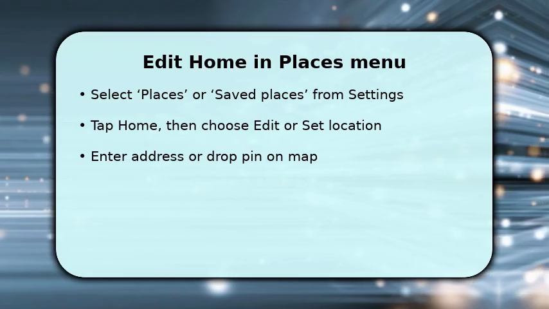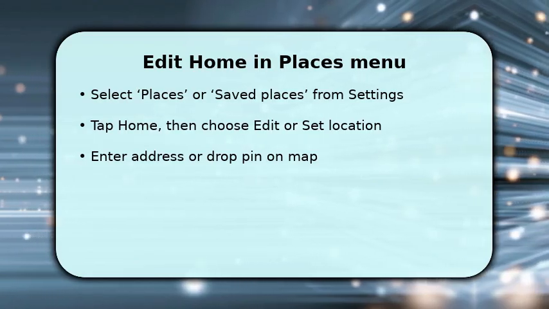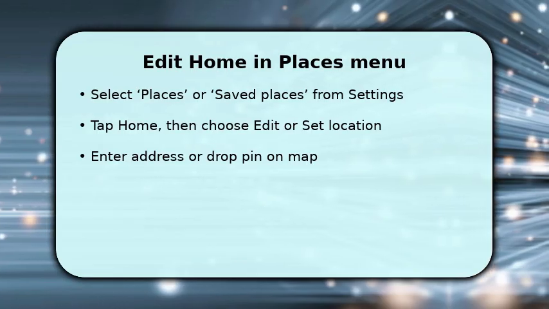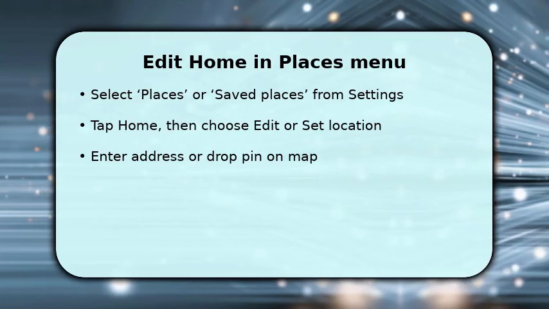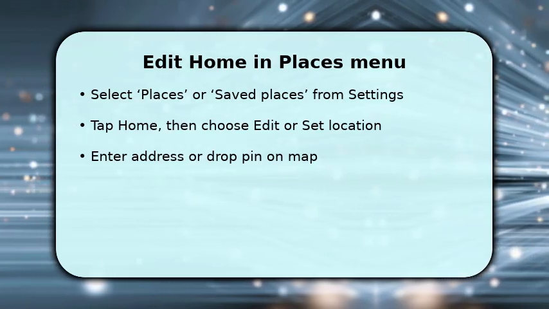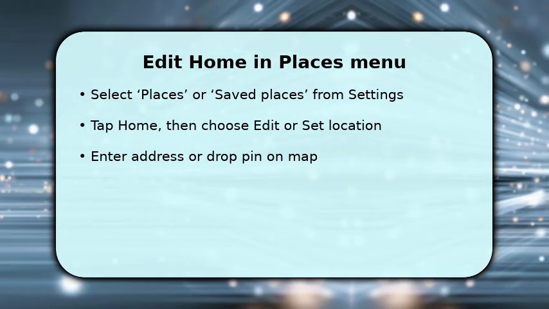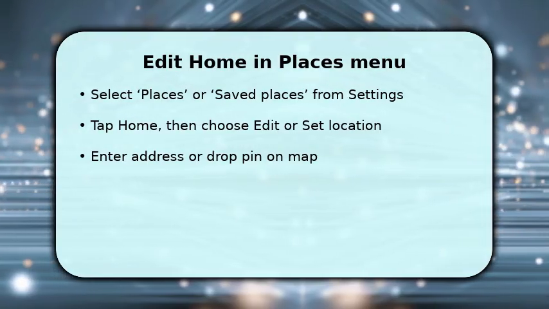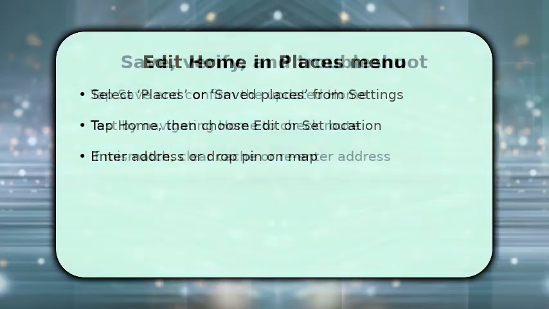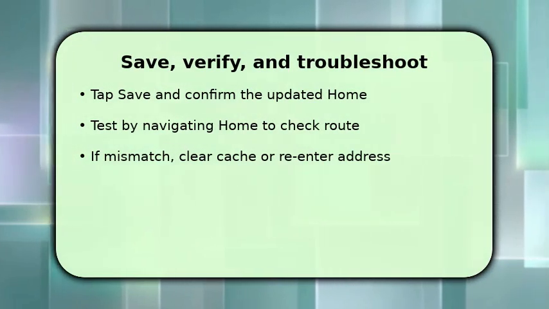Type the street address to get precise routing, or long press the map to drop a pin if the address isn't listed. Make sure the pin snaps to the correct road. This affects ETA accuracy. Once the location looks right, save the change so Waze uses the new home for future routes and voice guidance.